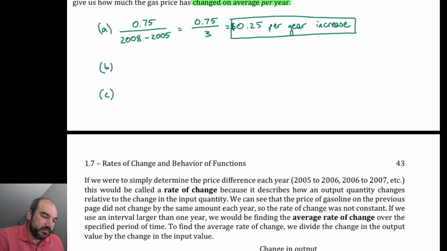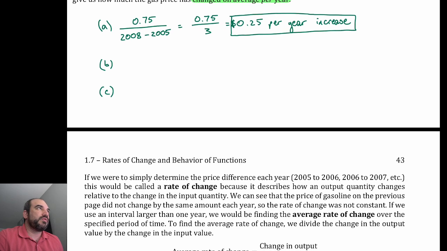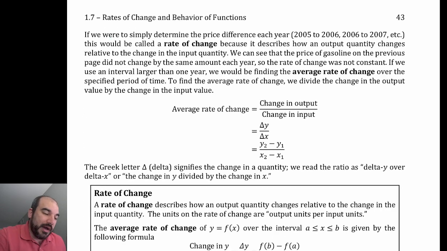So in general, is everyone good with that one? I can stay here for a sec. Okay. In general, let's talk about if we just did 2005, 2006 or 2006, 2007, if we looked at a 1 year difference, that's called rate of change because it's just describing how the quantity output changes relative to one increase in the input. So we're going to do average rate of change over longer periods of time or longer periods of the input values.